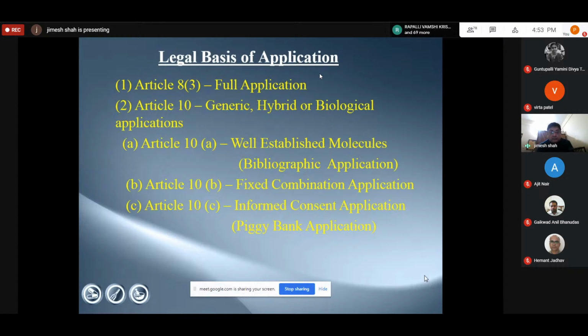Article 8.3 means it is a full application. Article 10 comes under the generic, hybrid or biological application. And there are a few others: 10A, 10B and 10C, well-established use, fixed combination, and the informed consent application. So these are the legal bases of application. That is also a difference from the US FDA.